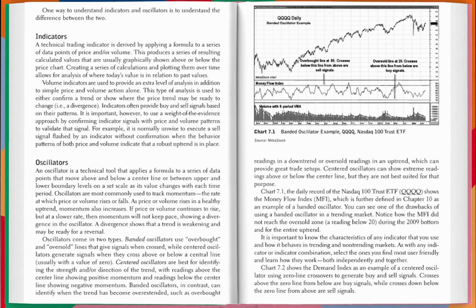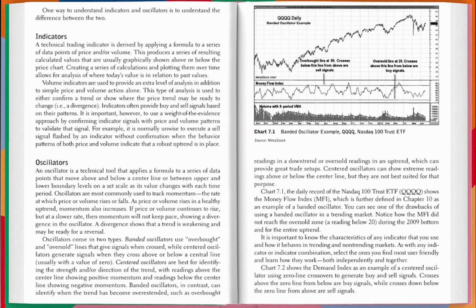Indicators. A technical trading indicator is derived by applying a formula to a series of data points of price and/or volume. This produces a series of resulting calculated values that are usually graphically shown above or below the price chart. Creating a series of calculations and plotting them over time allows for analysis of where today's value is in relation to past values. Volume indicators are used to provide an extra level of analysis in addition to simple price and volume action alone. This type of analysis is used to either confirm a trend or show where the price trend may be ready to change, i.e., a divergence.